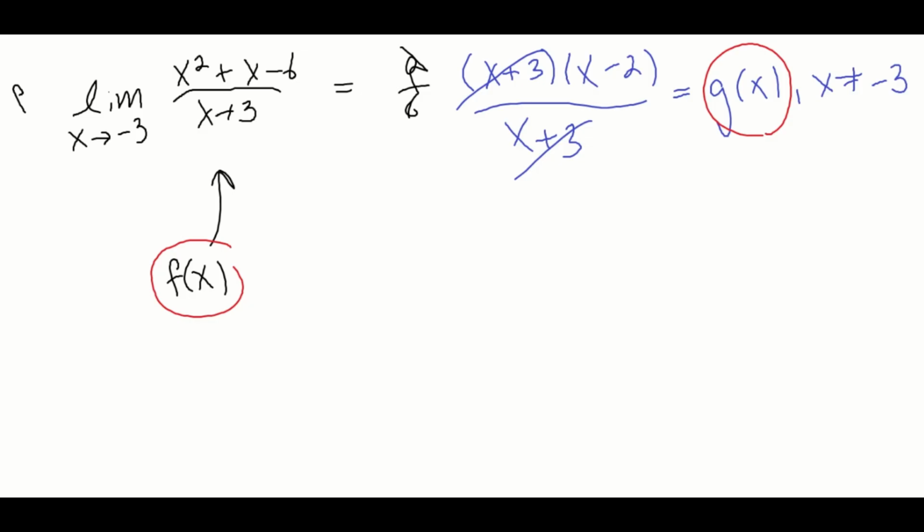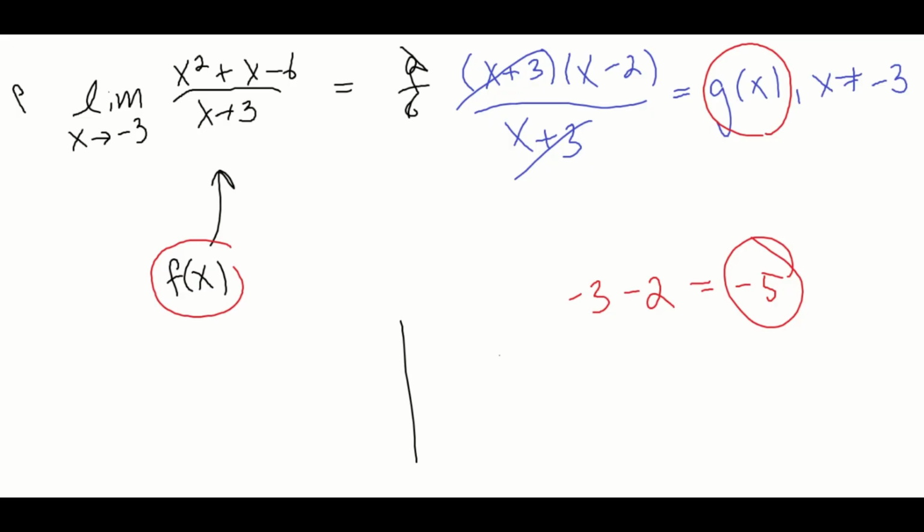But we don't care what the value is when x is equal to negative 3. We only care about what the value is as it approaches negative 3. So now let's directly substitute negative 3 into g of x, and we'll get negative 3 minus 2, which is negative 5. So negative 5 is the limit for both functions g and f as x approaches negative 3.